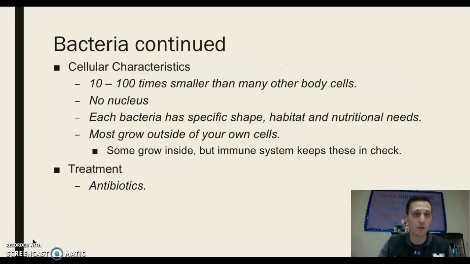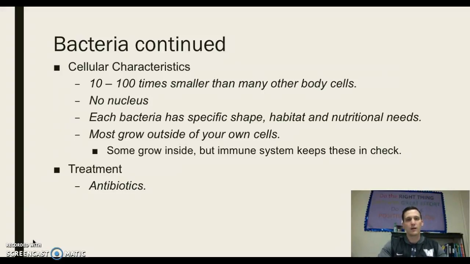So the cellular structure or characteristics of bacteria, they're 10 to 100 times smaller than other body cells. So the other cells that make up our body, bone cells, skin cells, muscle tissue cells, bacteria cells are much smaller than those. They have no nucleus in the cell, but each bacteria does have its own specific shape, its own habitat that it likes to live in, and nutritional needs. All right, the bacteria that live in our digestive tract are not going to be bacteria that survive or thrive in other areas of the body, such as the brain or the muscles.